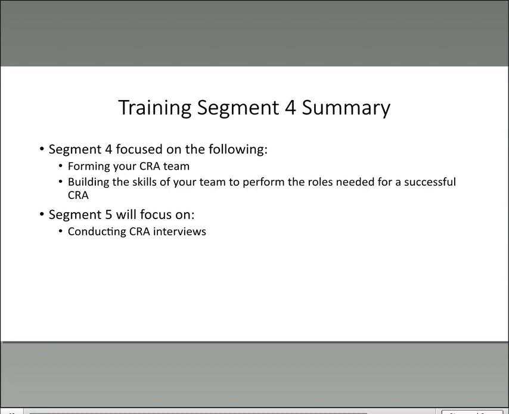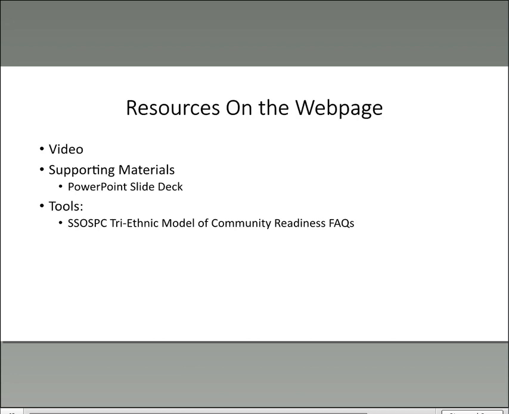In this training module, we focused on forming your CRA team. We focused on building skills needed to be successful. Segment 5 is going to provide an overview of how to conduct CRA interviews. Segment 6 will focus on recruiting key informants in your community to be part of those CRA interviews. In Segment 7 we'll do a deep dive into conducting CRA interviews. This segment, which is focused on building the team, and the next 3 segments will be key in building your skills and your confidence to complete your community readiness assessment.